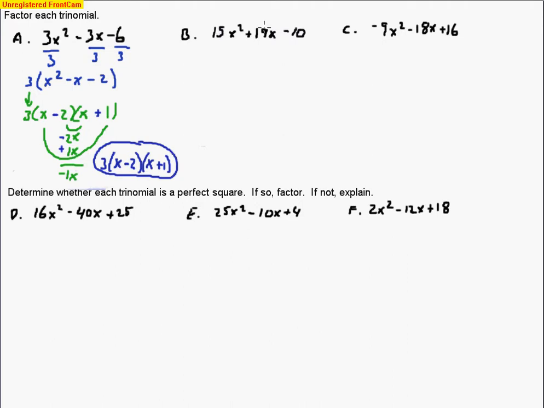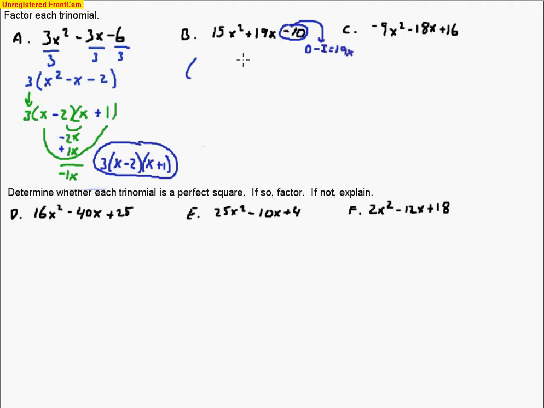Well, taking a look at the next problem, we have no common factors. 19 has no factor of 5, which these two do, so we can't take out a 5. So as I do this, I'm looking at that last digit's sign, and it's negative, which tells me the outside and inside terms are subtracting to make a 19x.